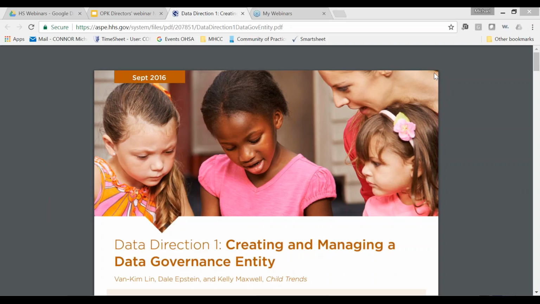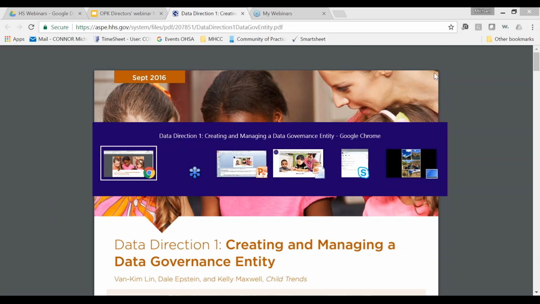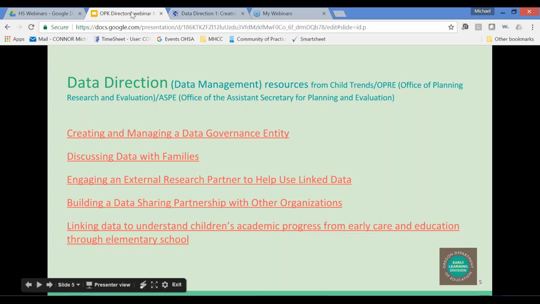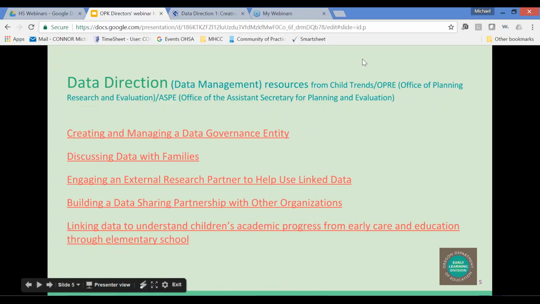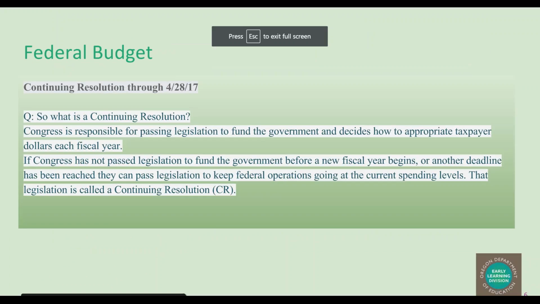So if you go back to the slide with a list of them, I think there's 5 of them total. And this first one is probably where most of you will begin, with creating and managing data governance. It also talks about how to discuss data with families and close that loop and bring those pieces together. It talks about, can you go back to the last screen, please?